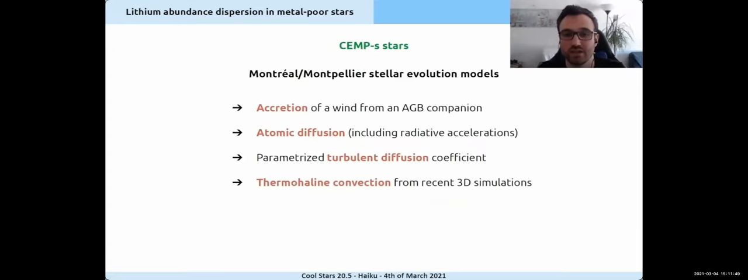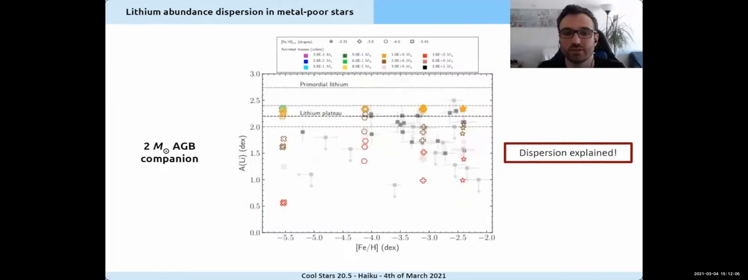We included atomic diffusion, and we especially studied the impact of thermohaline convection triggered by the unstable mean molecular weight gradient constructed by accretion, using a recent prescription. This instability is known to induce lithium depletion. We show that lithium dispersion can be explained by the accretion of matter starting from an initial primordial lithium.